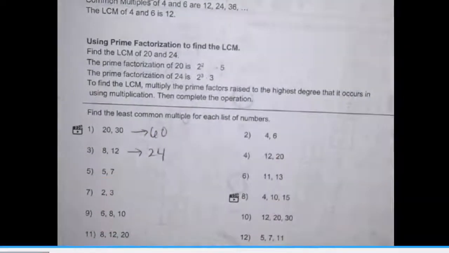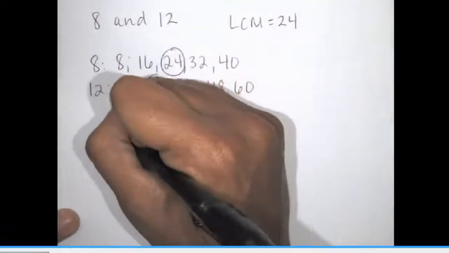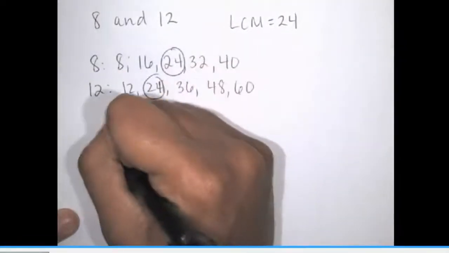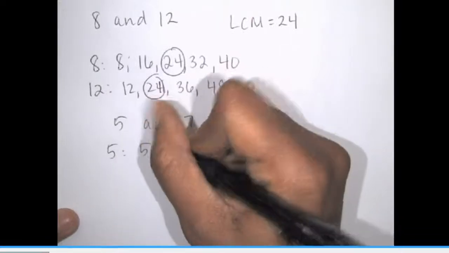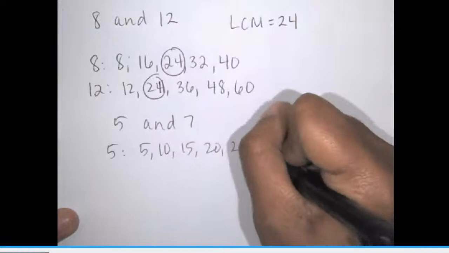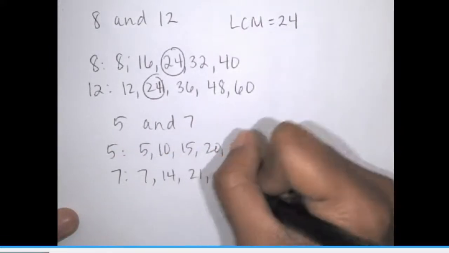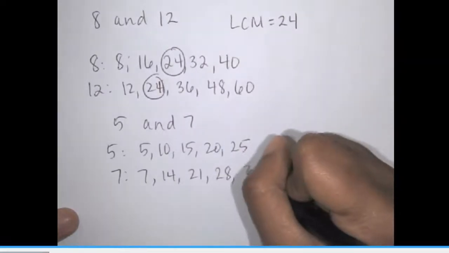Okay, we'll keep going. Let's look at 5 and 7. So now we're looking at 5 and 7. We'll start listing our first 5 multiples. 5, 10, 15, 20, 25. 7 times 1, 14, 21, 28, and then 35.